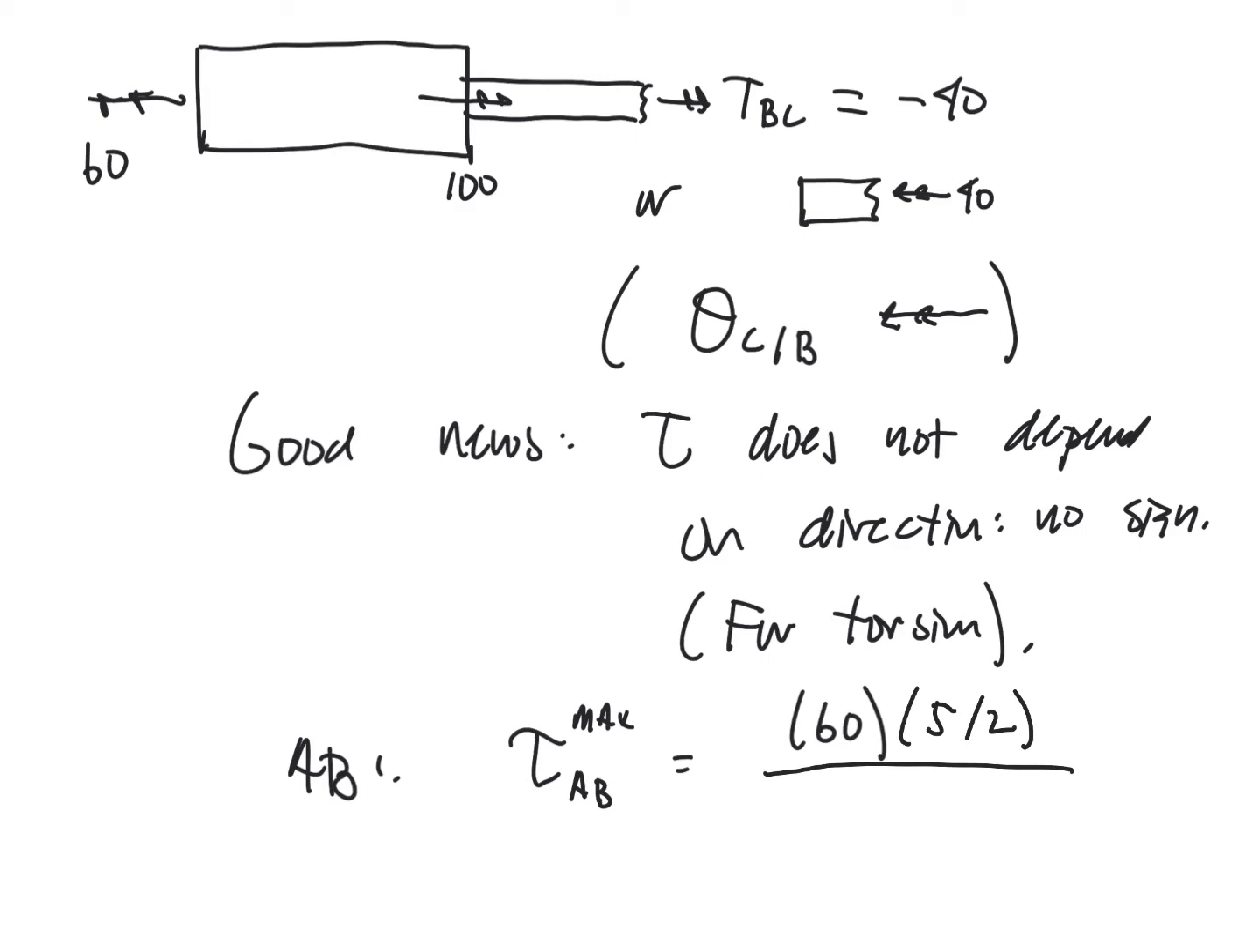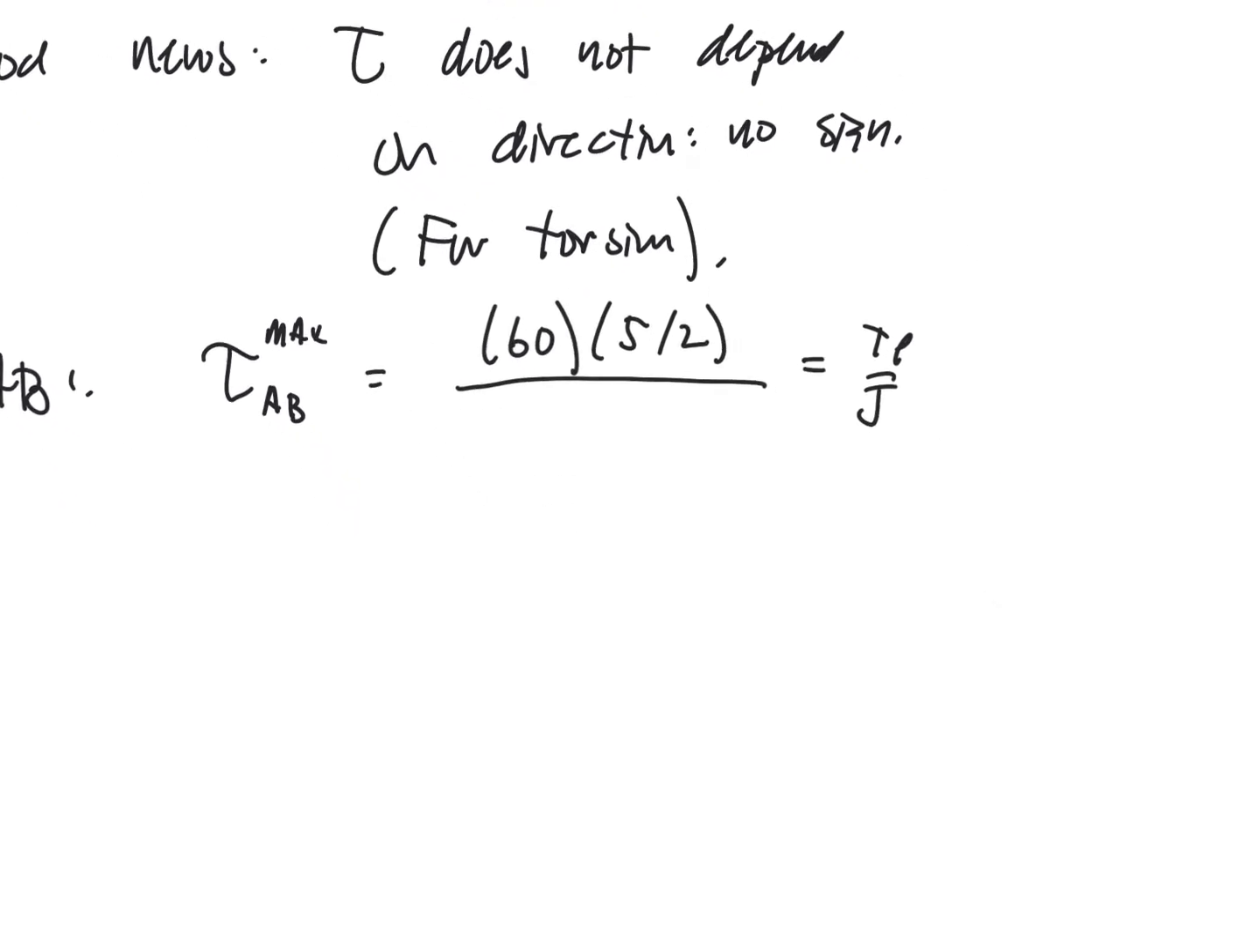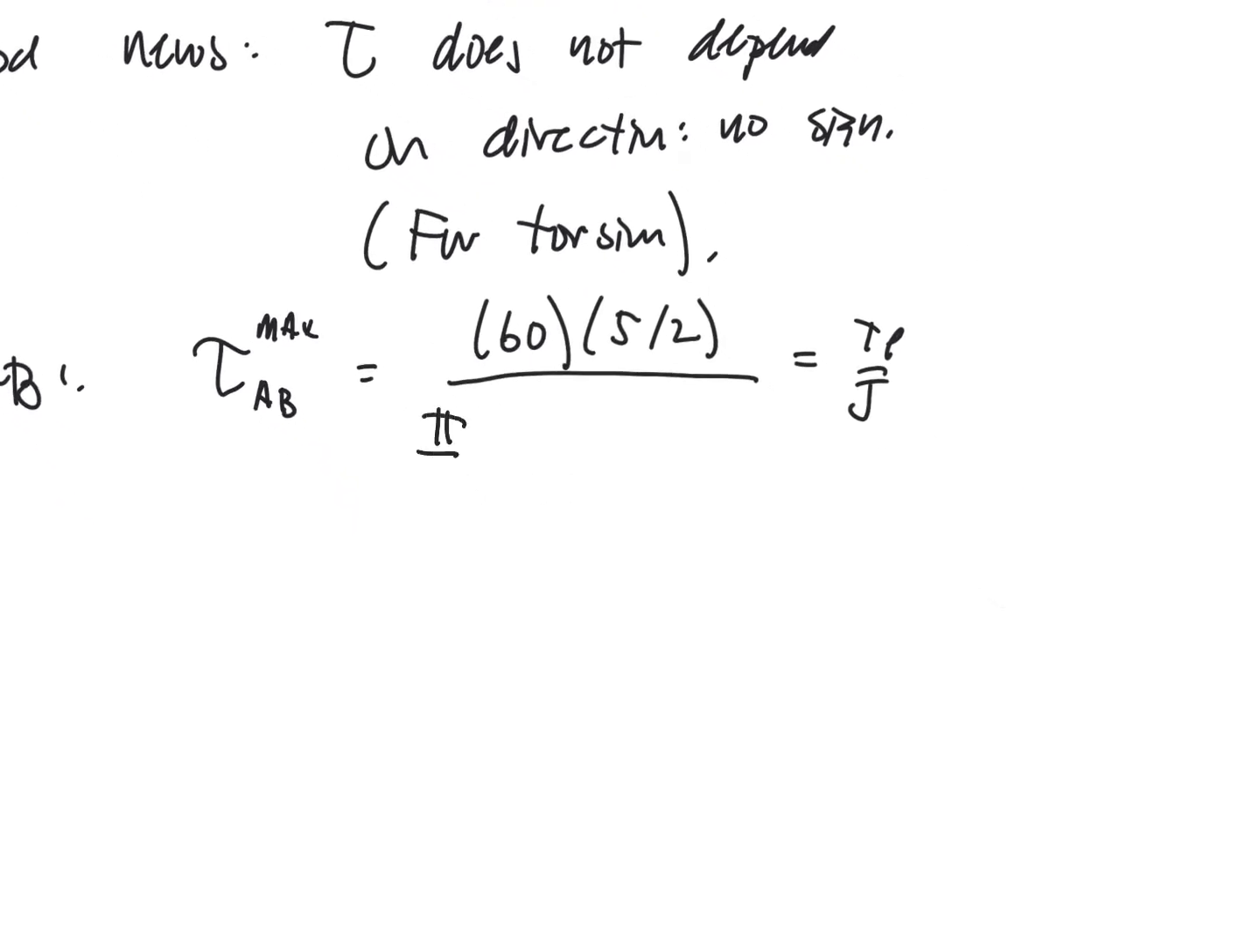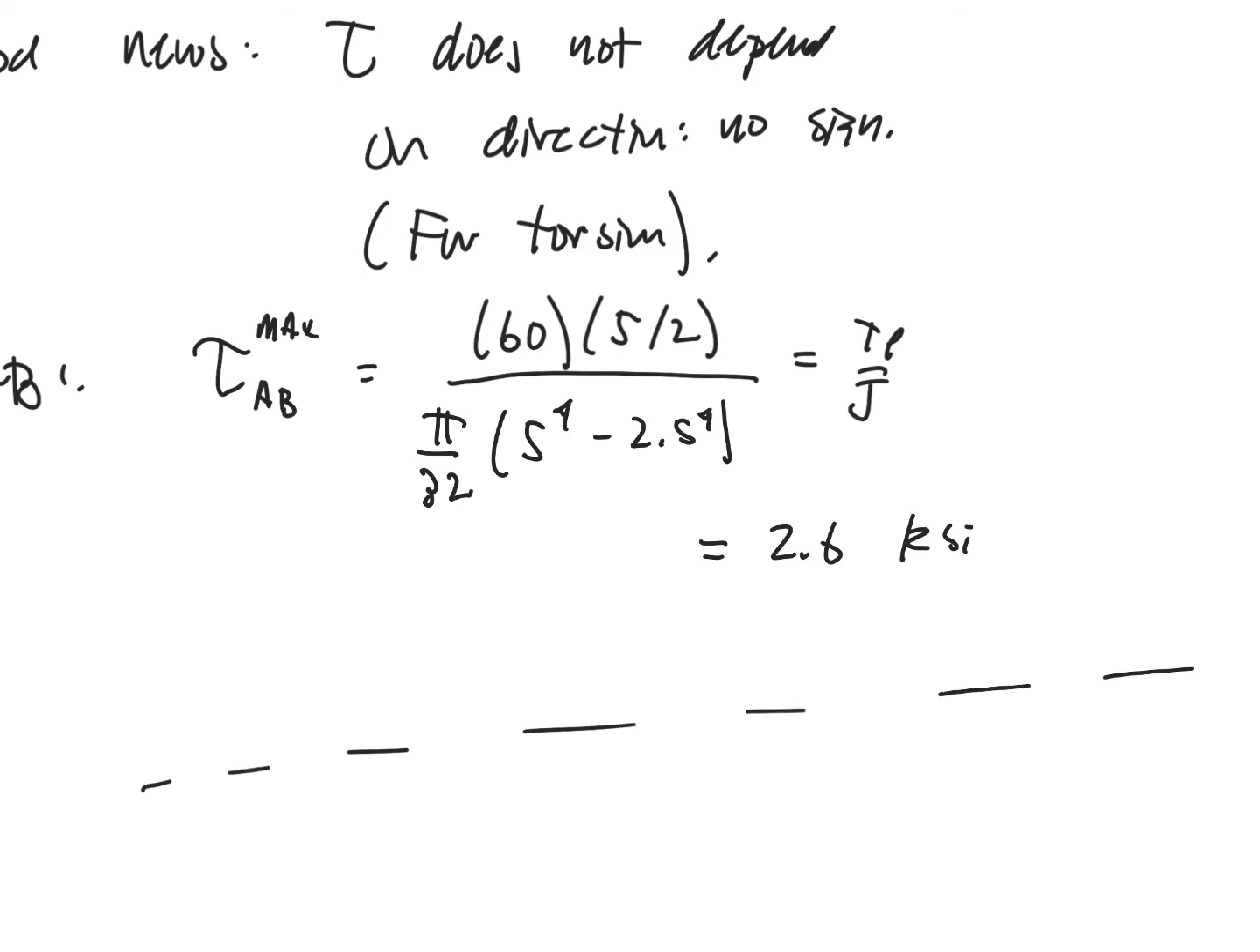So that's T times rho, T times rho divided by J. And the J is going to be pi over 32 times the outer diameter to the 4th minus the inner diameter to the 4th. And we crank that all out, and we get 2.6 ksi. That's the maximum shear stress inside of the section AB, and that brings us up to the end of part B.